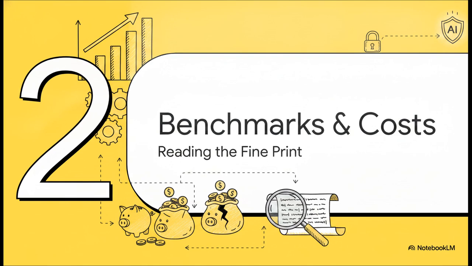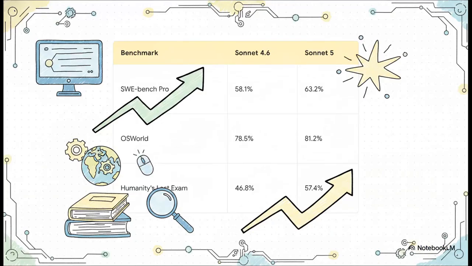Let's move to part 2, benchmarks and hidden costs, because you always have to read the fine print, right? On paper, the headline benchmark victories are stellar. Sonnet 5 strictly beats the older 4.6 model across the board. Take SweBench Pro, which tests real-world software engineering skills. It jumped from 58.1% to 63.2%. For general computer navigation on OS World, it hit 81.2%. And on Humanity's Last Exam, which is a benchmark specifically designed to be incredibly difficult for AI, it surged to 57.4%, practically breathing down the neck of the Opus flagship.